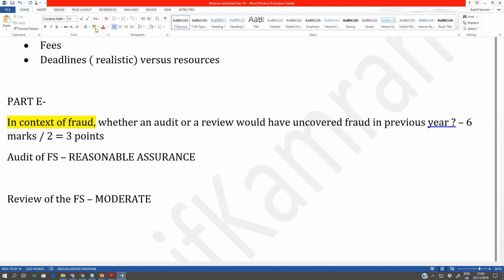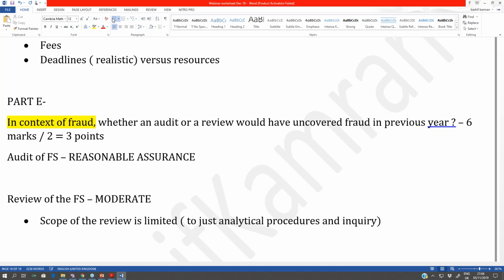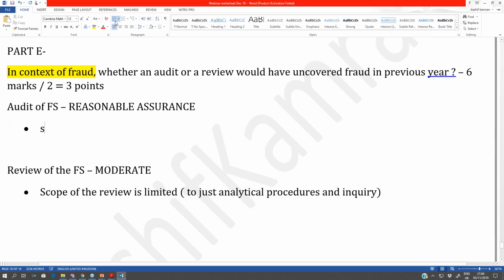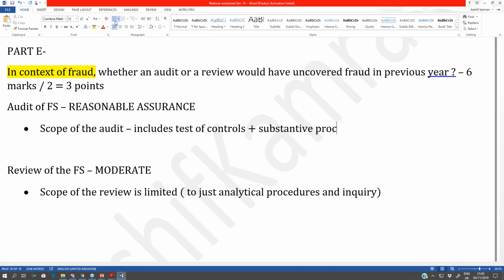And the scope of the review is limited, and it's limited to just analytical procedures and inquiry. So you have a very limited scope when you perform a review of a financial statement, because you're just limited to analytical procedures and inquiry. But yes, when you're conducting an audit, the audit does have a better scope. The scope of the audit includes test of controls plus the substantive procedures. So you can do a lot more in audit, right? That's the reason you're giving a reasonable assurance. But the scope of the review is limited.